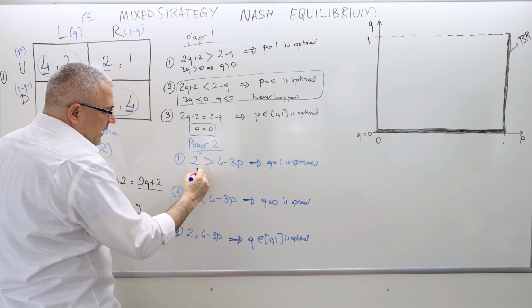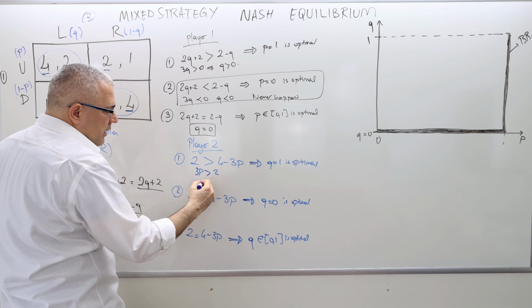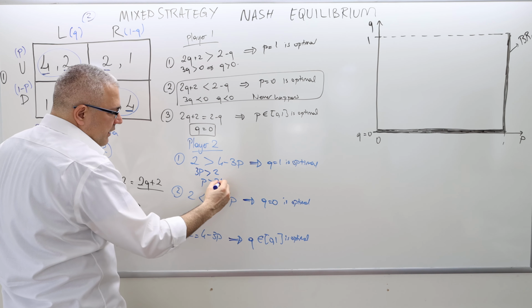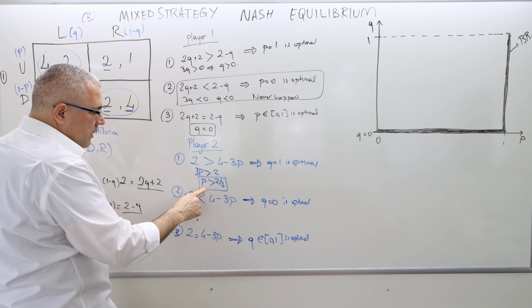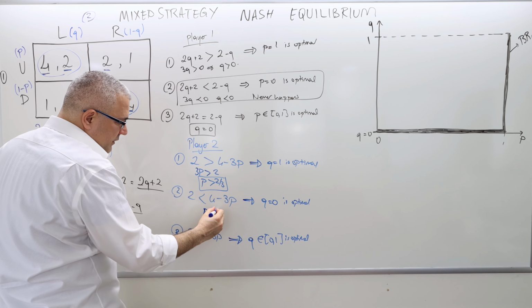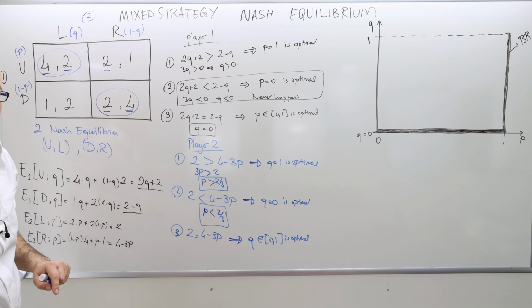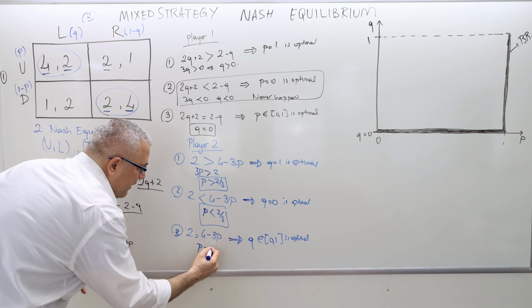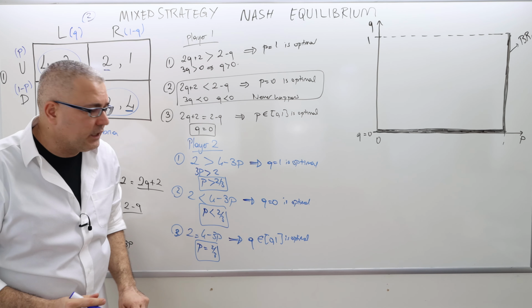Well, sending 3p to the left-hand side, it becomes p greater than 2/3. So as long as p is greater than 2/3, Q equals 1 is optimal. If I reverse the inequality, I should reverse this inequality as well. So whenever p is less than 2/3, Q equals 0 is optimal. And if p is exactly equal to 2/3, any Q is optimal.